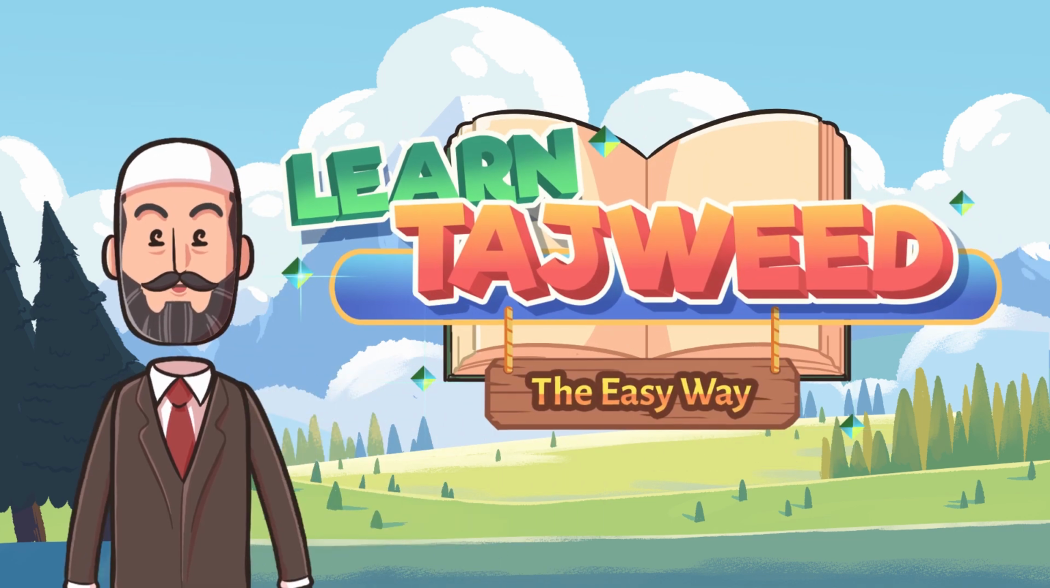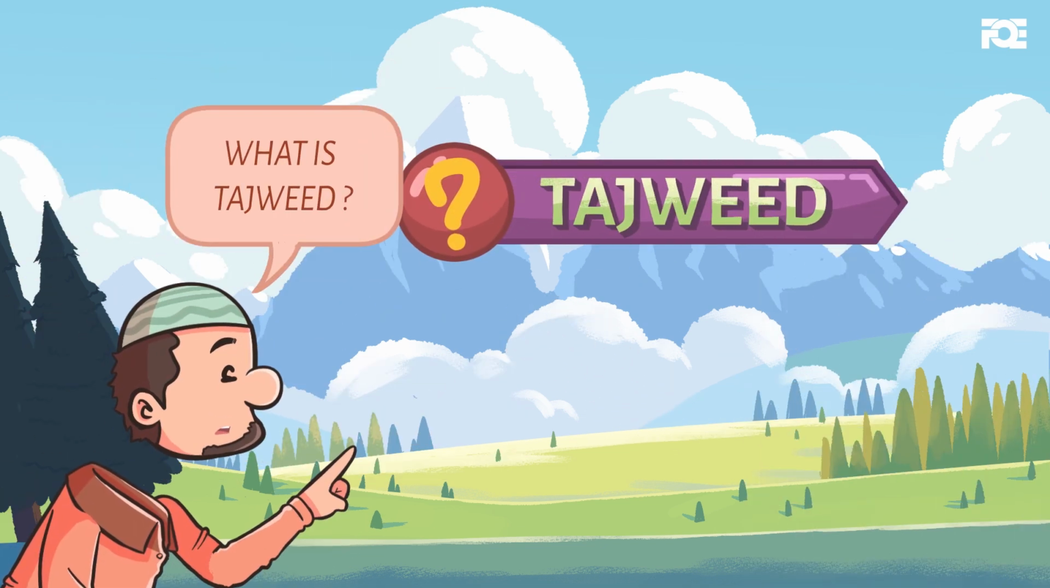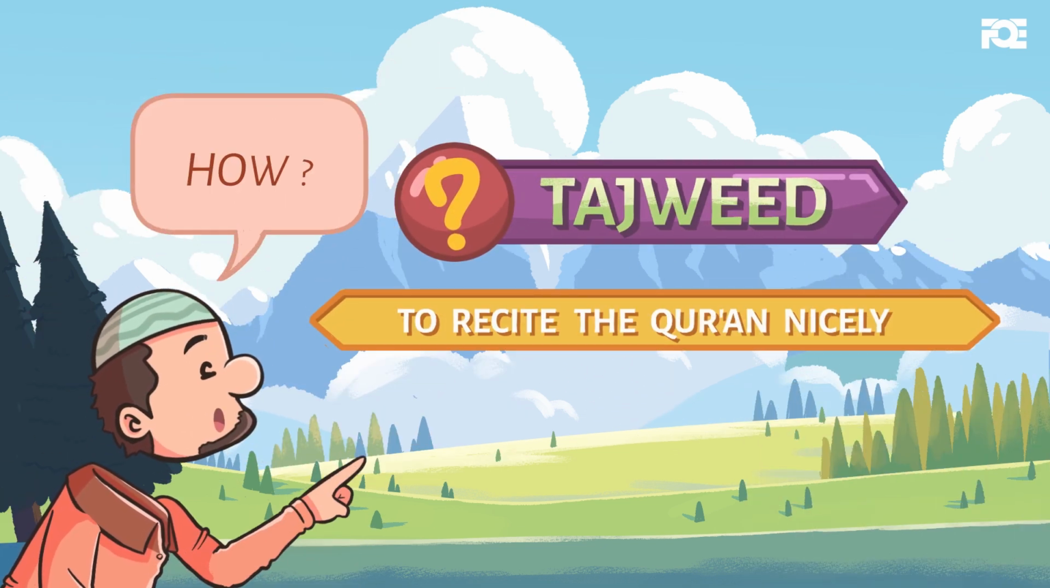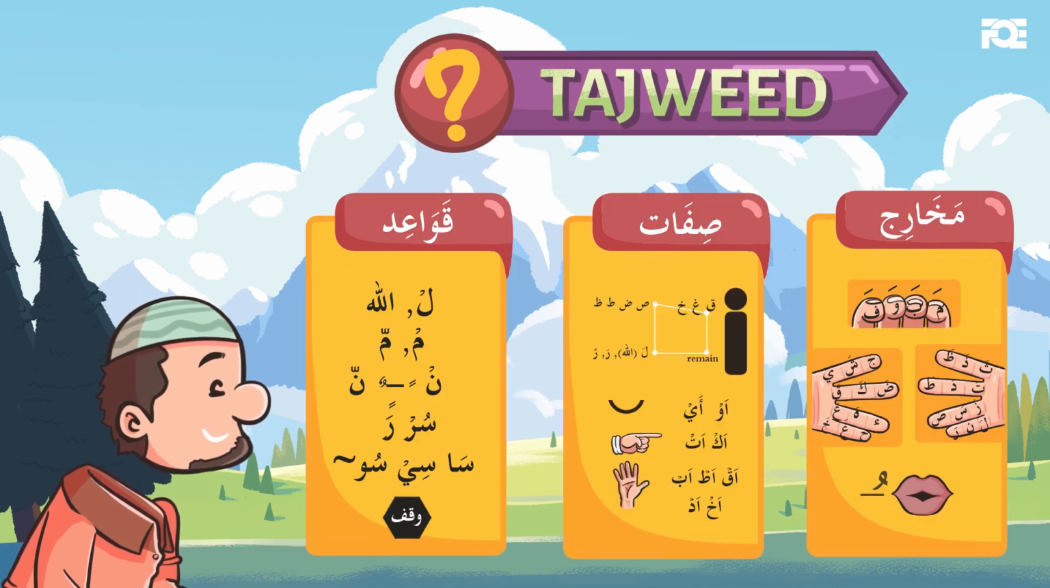Learn Tajweed the easy way. Lesson 1b, practice. And in this part, we'll take the introduction. What is Tajweed? To recite the Quran nicely. How? By taking care of Makharij and Sifat of letters and the rules of recitation.